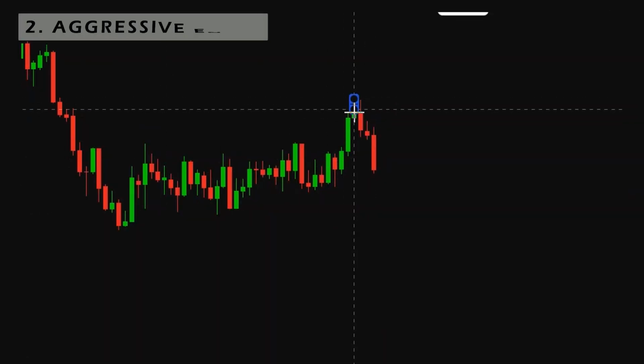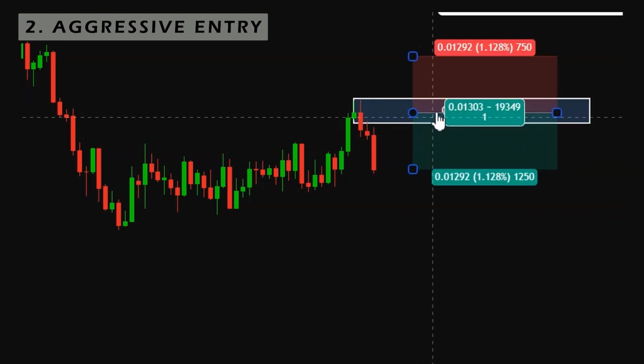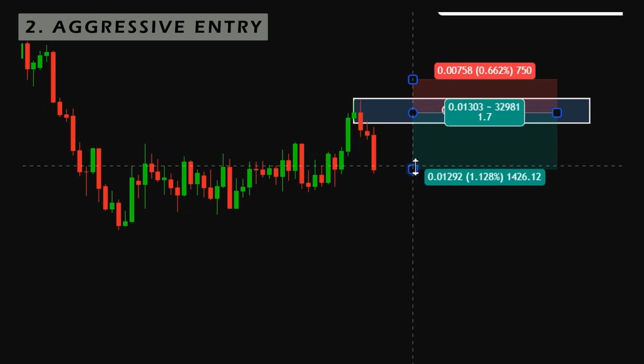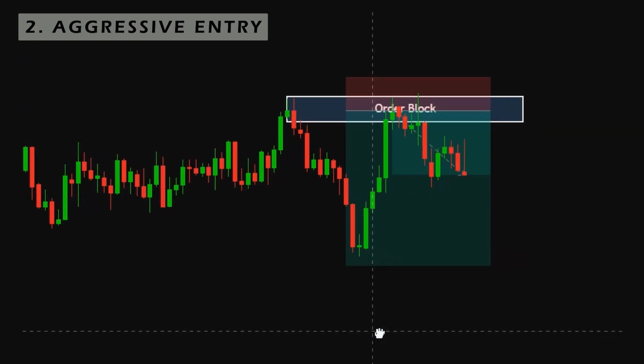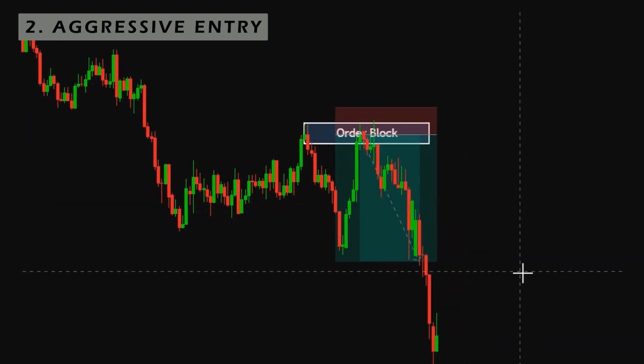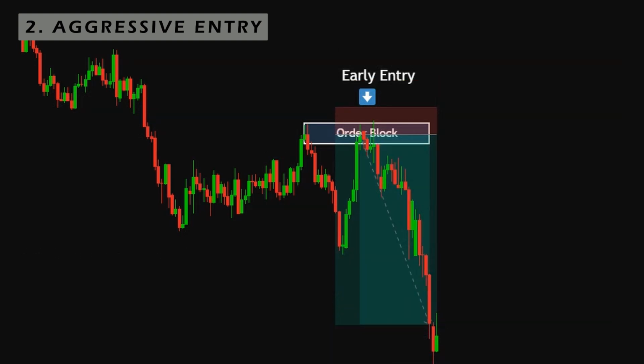Second is aggressive entry. Here you're setting a limit order right at the order block, without waiting for a full CHOCH confirmation. The moment price taps into that zone after a liquidity sweep, you're ready to strike. This method gets you earlier entries and bigger risk reward, but it also comes with higher risk, because you're betting on the rejection happening immediately.